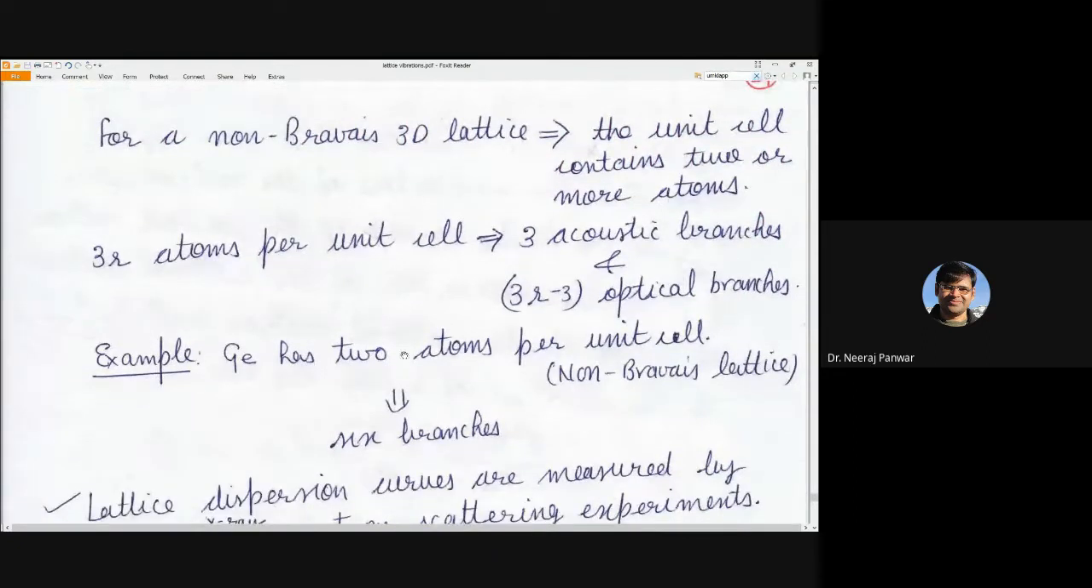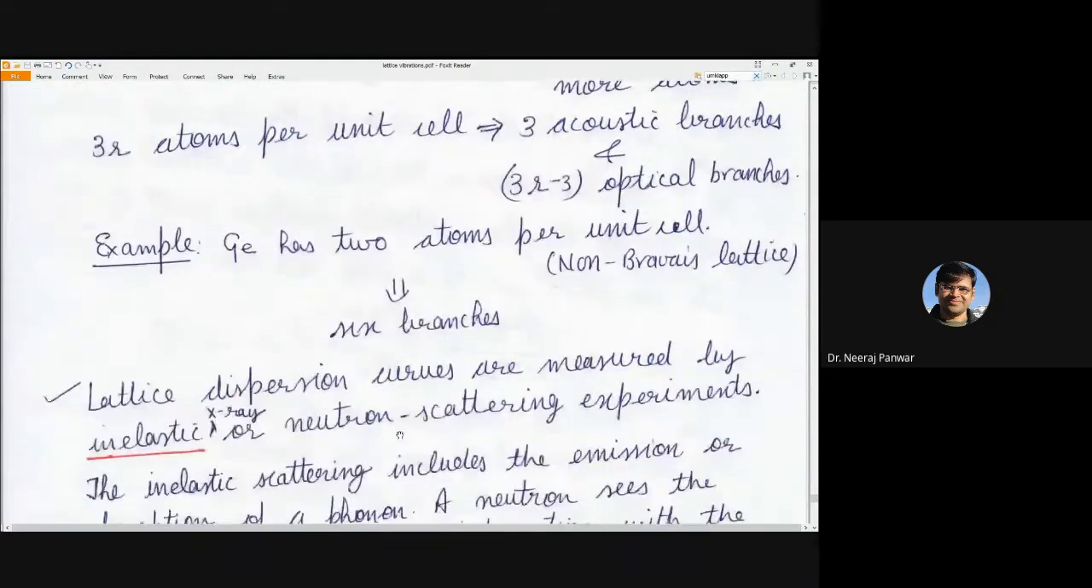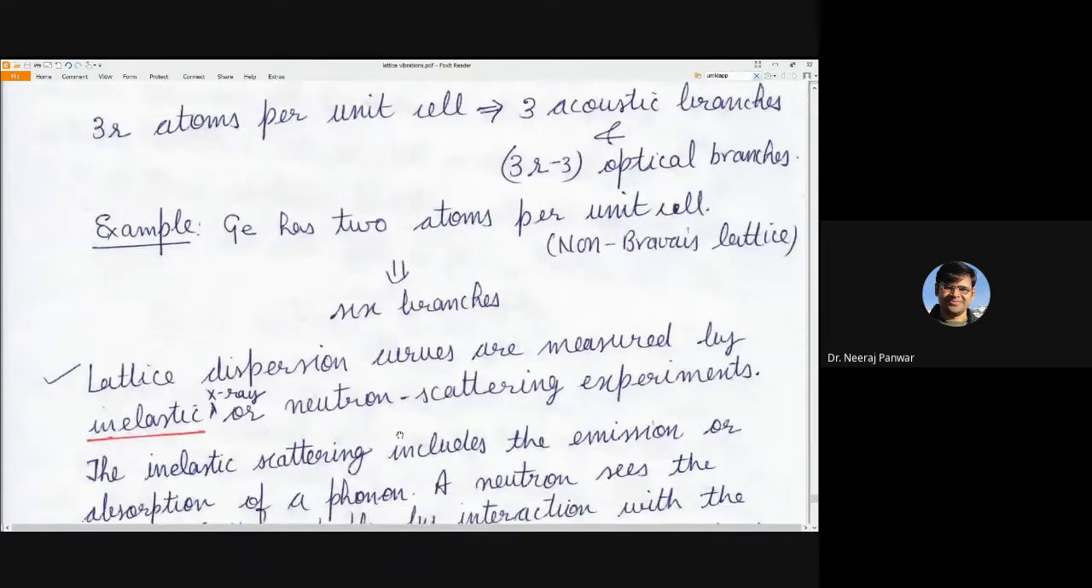So germanium has 2 atoms per unit cell. This means it will give rise to 6 branches. Now, in the last, I would like to tell you just briefly. This is just an introduction, nothing more than that.